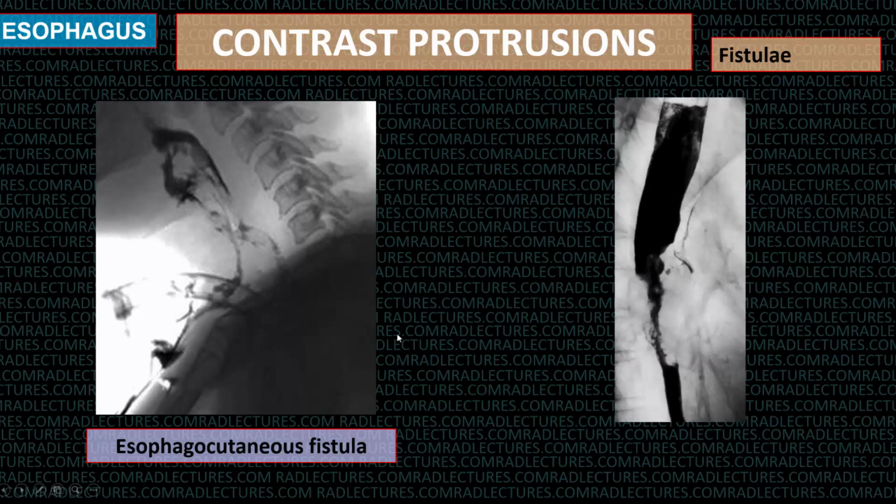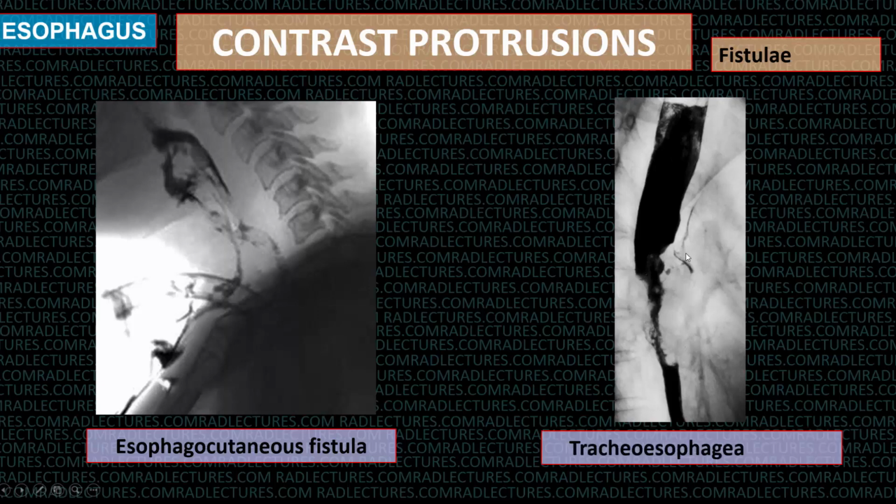Or fistulae can be formed with the trachea, like in this case where there is involvement of the esophagus. There is an esophageal cancer which is invading into the trachea, and there is a breakdown, and you can see contrast entering the trachea through a fistula.